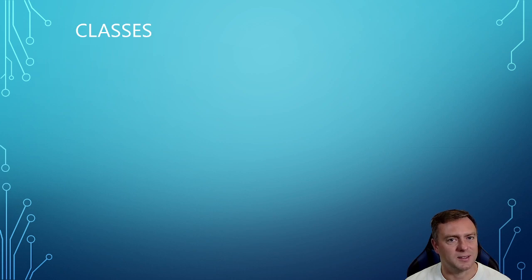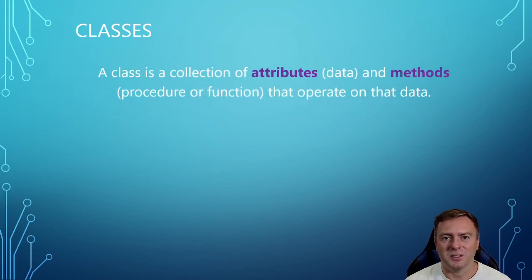Right, so classes. We've talked about this before. The UI class that you've built with Qt Builder is a class. So the idea is it's an object that has two things inside of it. It has methods and then it has attributes as well. So a class is a collection of attributes, which is the data, and then methods, which are the procedures or functions that operate on that data.